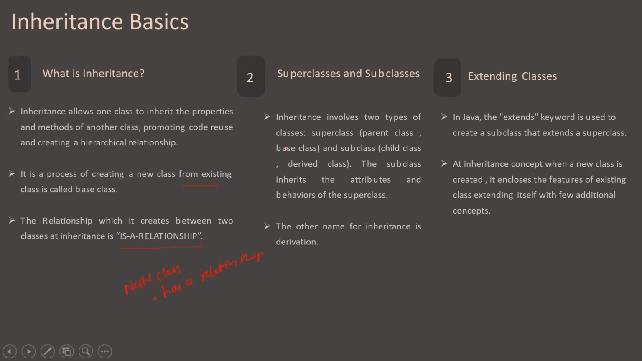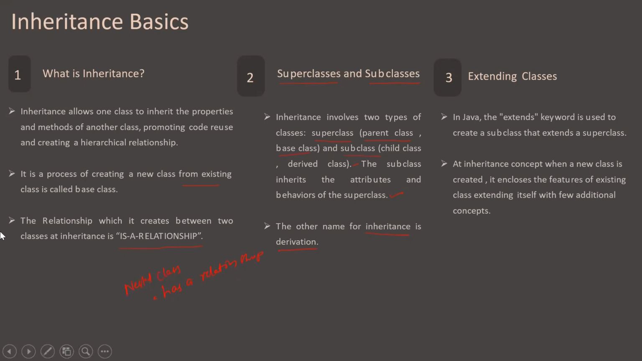Now in this inheritance concept, we are going to use two major terminologies for working with classes, that is superclass as well as subclass. Inheritance involves two types of classes, which is superclass, also called parent class or base class, and we have one more class called subclass, which is also called a child class or a derived class. The subclass inherits the attributes and behavior of the superclass. Another name for inheritance is derivation. This is a very, very important interview concept.